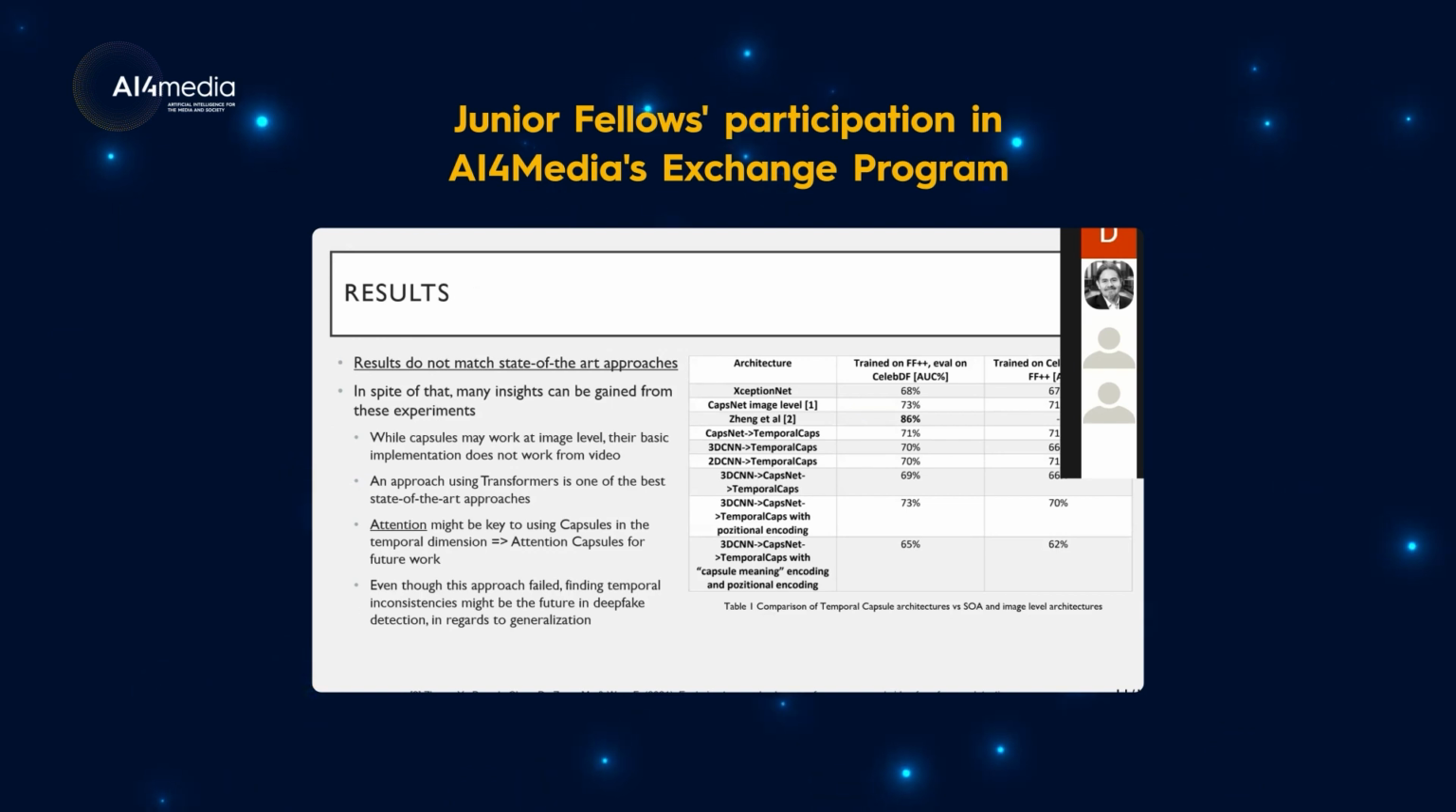Unfortunately, the results do not match state-of-the-art approaches. The state-of-the-art approach used transformers and was trained on FaceForensics++, and was evaluated on Celeb-DF and got an 86% area under curve. But as with any other experiments, we got a lot of useful insights on why those do not work. So basically, our best architecture, the one I presented, was just slightly better than just averaging the output of the images.